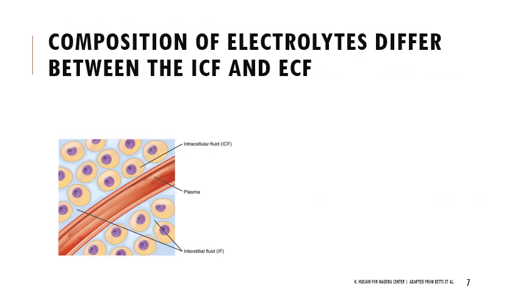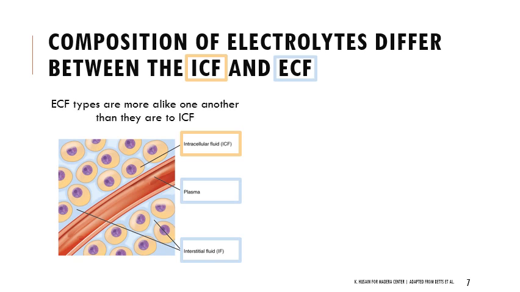So when we're thinking about the electrolytes that are found throughout different fluid compartments, they tend to be fundamentally different between the ICF, or the intracellular fluid, and the ECF, or the extracellular fluid. And remember, this is the ICF. The ECF consists of the plasma and the interstitial fluid. And it turns out that the two different types of ECF, the plasma and the interstitial fluid, are more similar to one another than either are to the intracellular fluid.